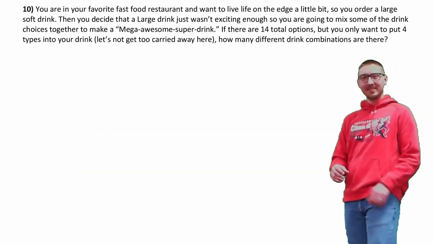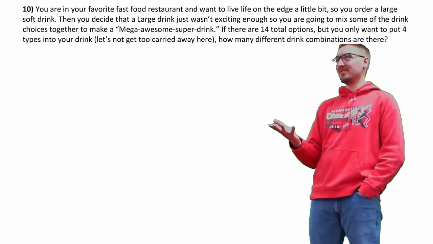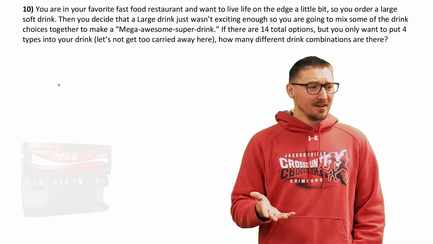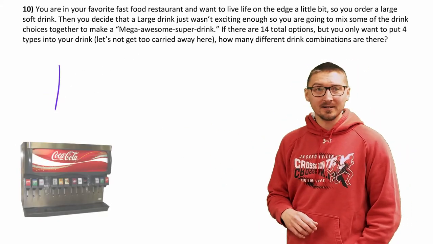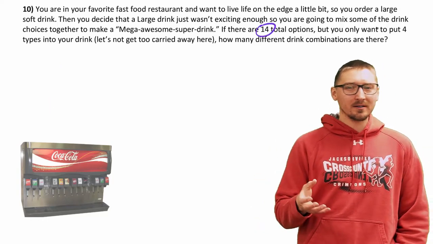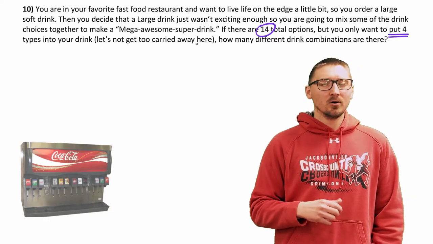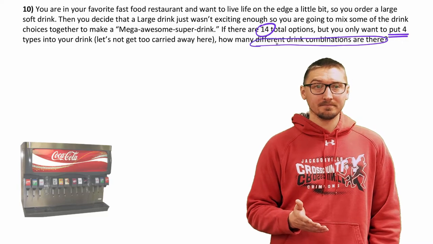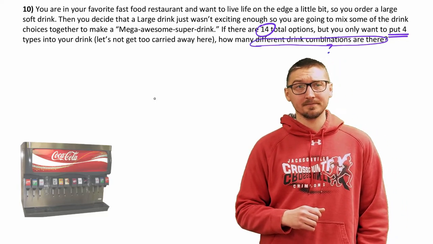So this is similar to when you have the possibilities to choose from the soda machines now. They have all the buttons and the menus and things like that with the screen. Well, if we went old school and we just had the pressing options, and let's say that there are 14 total options, but we don't want to fill up all 14 different drinks because, let's be honest, that's disgusting. You only want to choose four different types of sodas to put in your drink. How many different options or drink combinations are there?